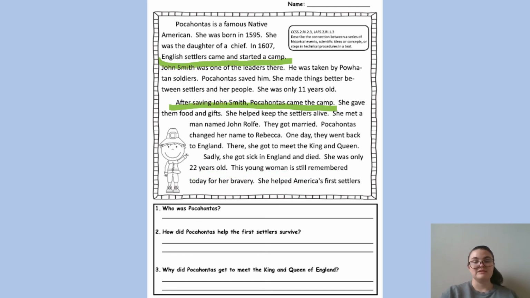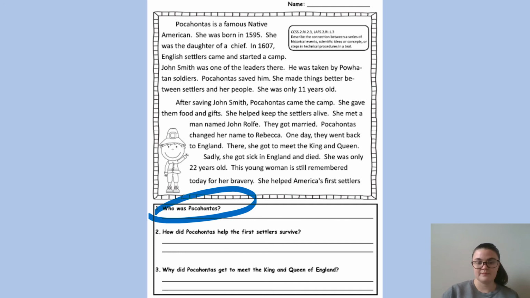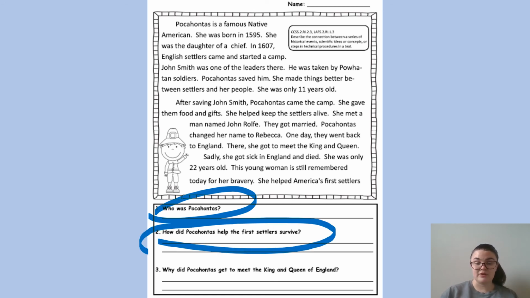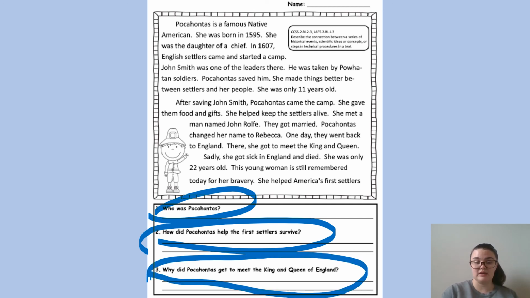So, this is the story that we read, and now that we've read the story, we're going to think about the events in the story in the order they happened, and then we're going to answer the questions. So the first question says, who was Pocahontas? You will answer that on your own worksheet after I've read it for you. Our second question says, how did Pocahontas help the first settlers survive? And our third question is, why did Pocahontas get to meet the king and queen of England?